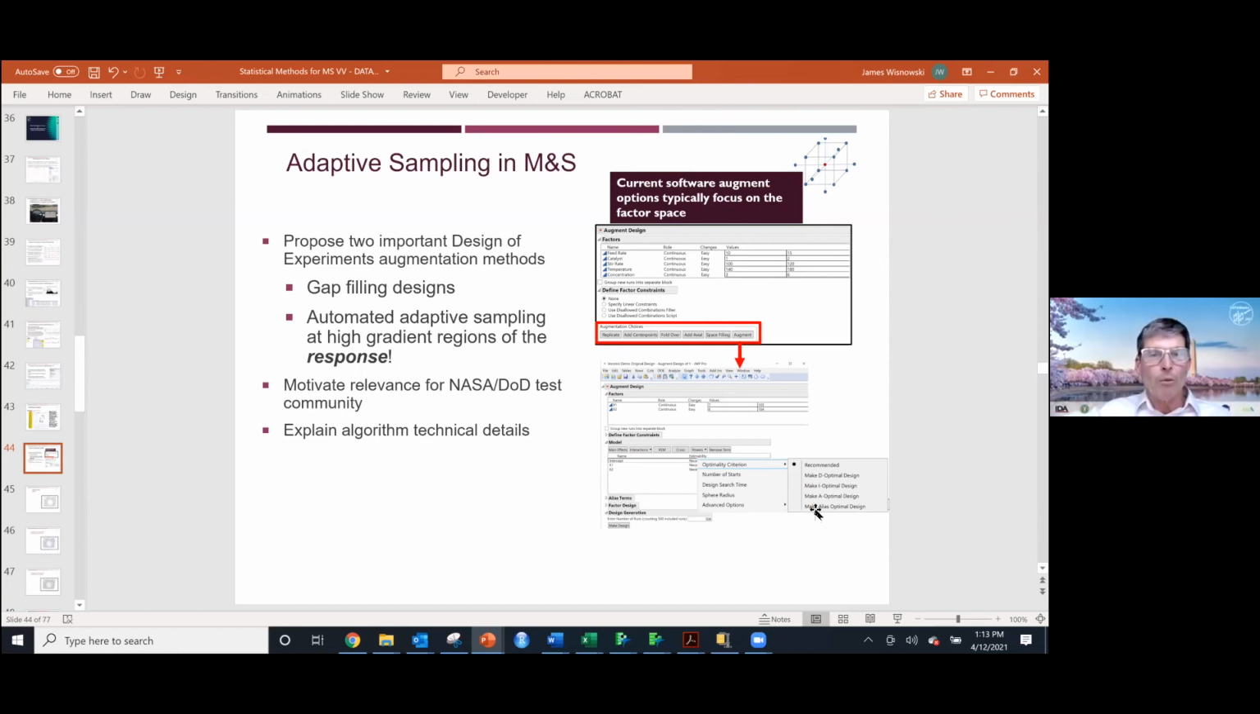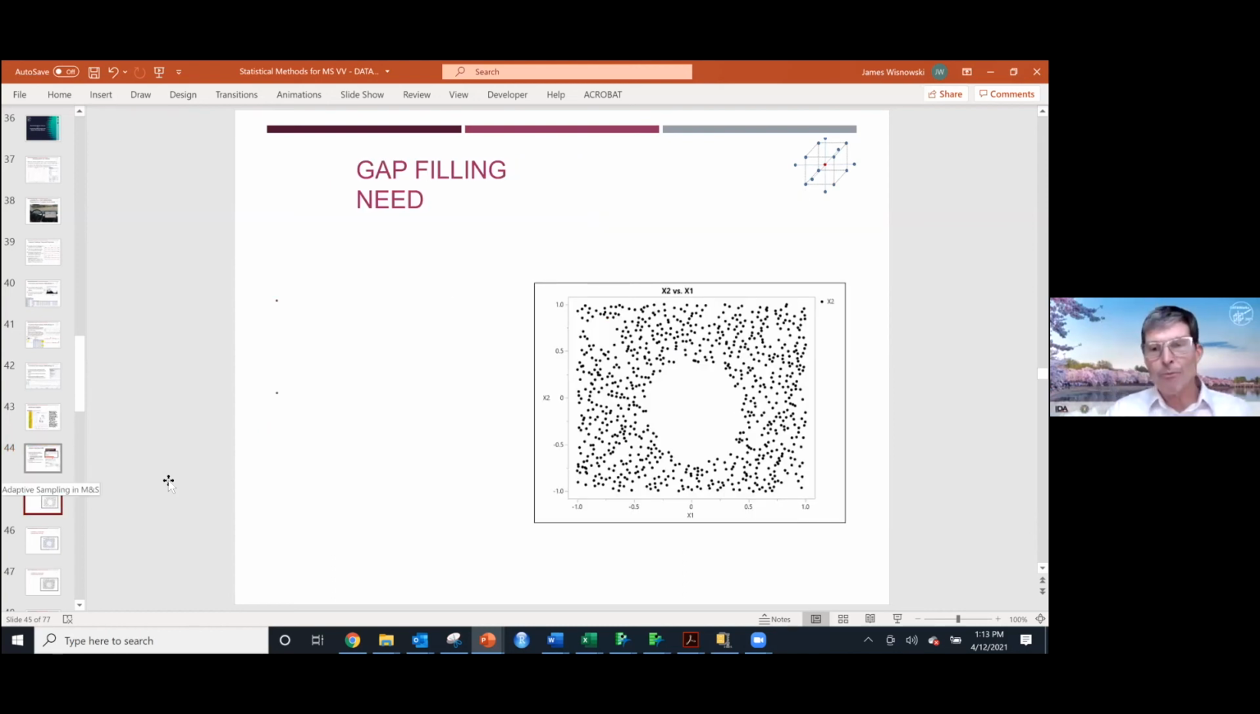So what we did is said, there's a lot of folks out in the community that may be interested in sampling versus using inputs from the response. So maybe before we do that, here is an idea of a gap filling design. These are my input variables, X1 and X2, and this is an extreme example, I get it, but you can see there's a hole here, right? And there's a hole here. If I sample more, I would like to fill that hole in, right?